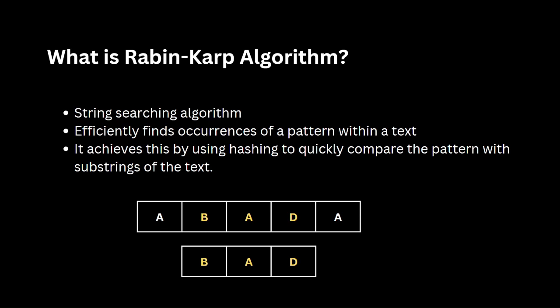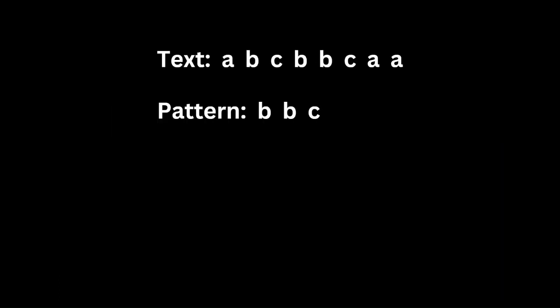So how does this algorithm work? The algorithm works by first calculating a hash value for the pattern, and then comparing the hash value to the hash values of all the substrings of the given text. If the hash value matches, then the algorithm compares the pattern to the substring to see if they are a match. Let's take a look at an example.